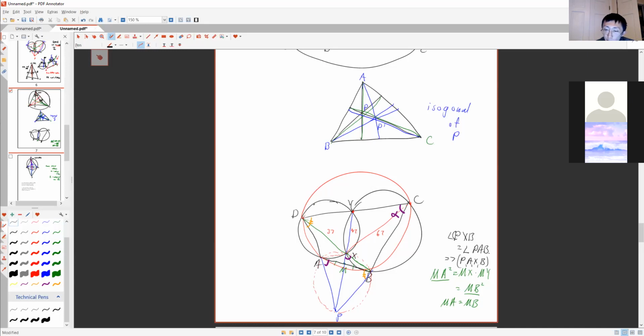Like for instance, M is on the radical axis of this red circle, omega-3, and this omega-4, right? So AB is that radical axis of omega-3 and omega-4. So, I don't know if this is helpful, but on the one hand, MA times MB, which is just MA squared, is MX times MP.